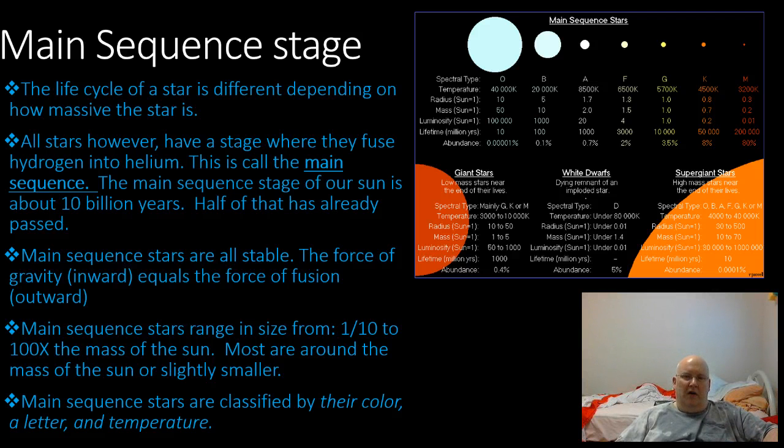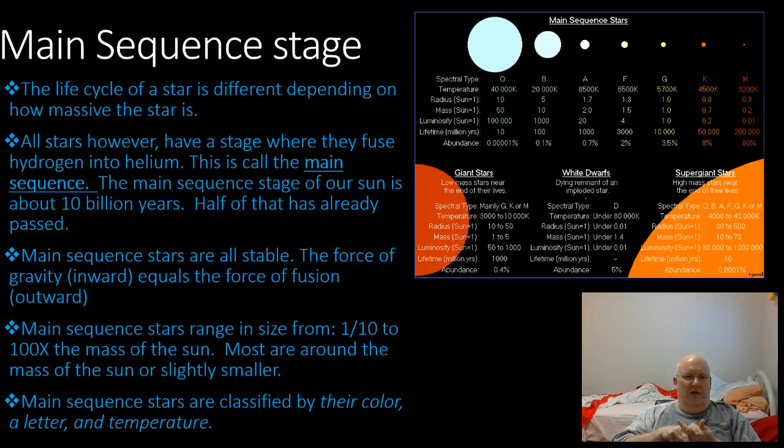Now, when a star is doing this, there's an equilibrium, an equalization of forces. When the star throws out all of its light and all of its energy and all of its radiation, that outward force is pretty powerful, but the force of gravity is just as powerful. The force of gravity inward and the force of fusion outward, the pressure, are equal, and a star is said to be in equilibrium as long as it's in its main sequence.